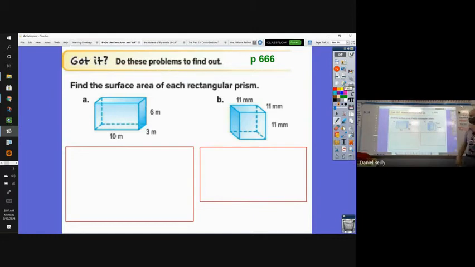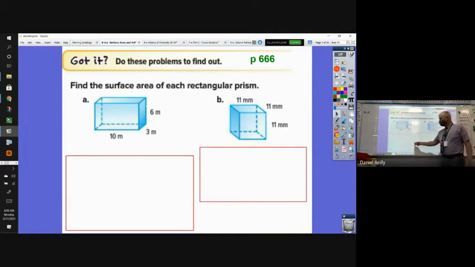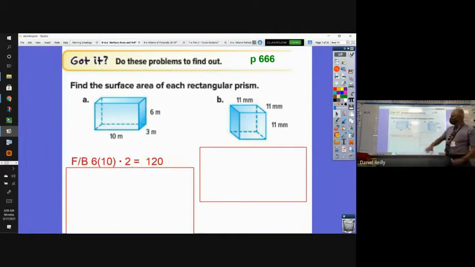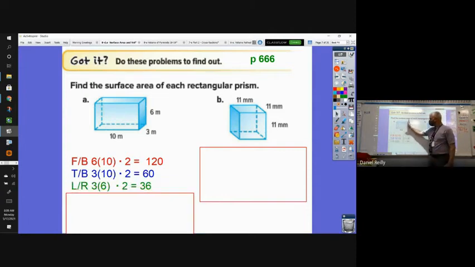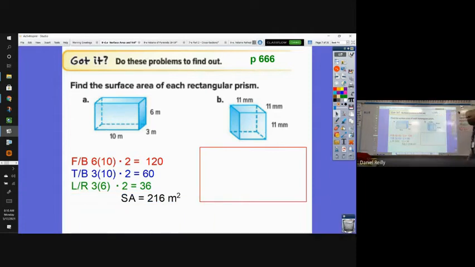So find the surface area of these 2 rectangular prisms. The front and the back, that's 6. This length is 6. This length is 10. So 6 by 10 rectangles, 2 of them. 2 times 60. You have the top and the bottom, 3 meters by 10 meters, each of those rectangles, 2 of them. And the left and the right, 6 by 3, length and width. So 18 times 2, 36 for the left and the right. And the total then, when you add them all up, is 216 square meters.